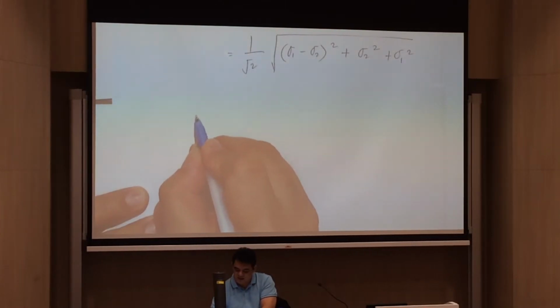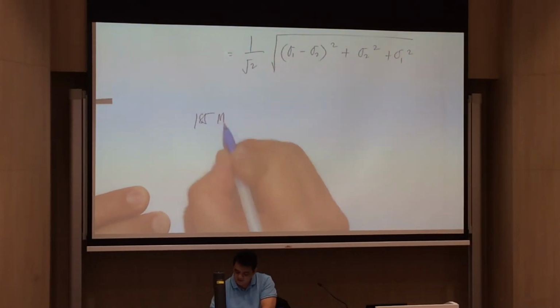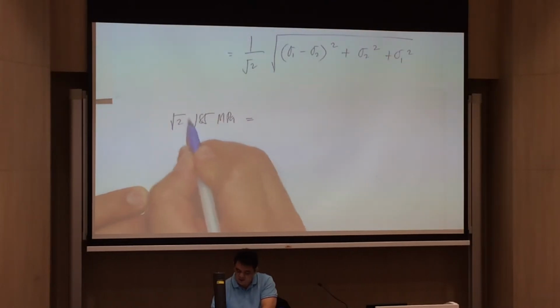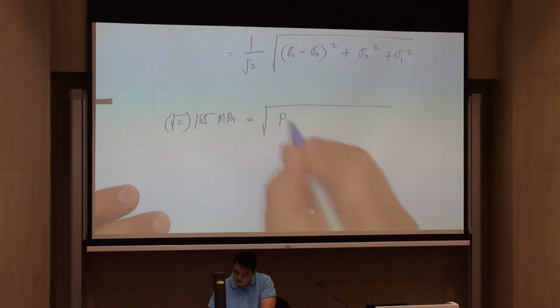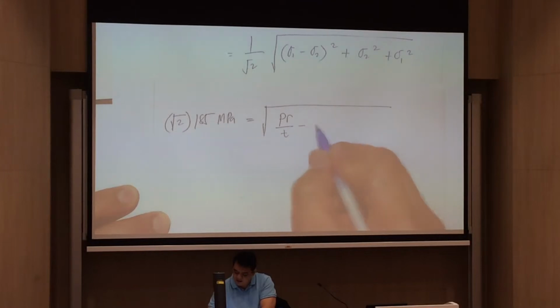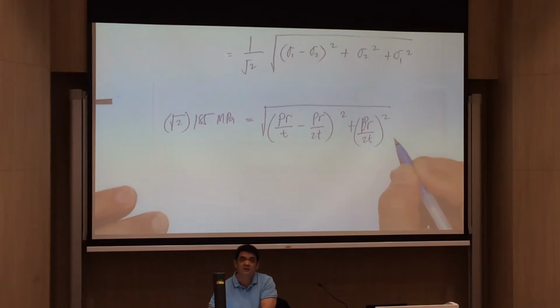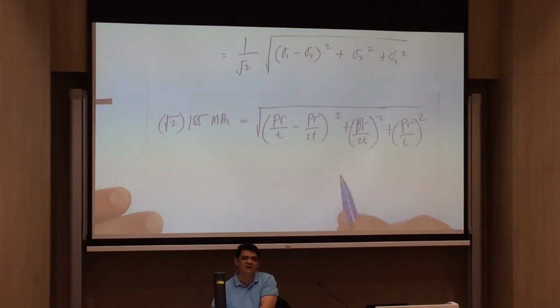So this one is 185 megapascal. So I can just multiply this one with the square root of 2 now. And then I have this one to be PR all over T minus PR all over twice the thickness squared plus PR all over 2T plus PR all over thickness squared. I think I made a mistake here last time, so please check my math there.